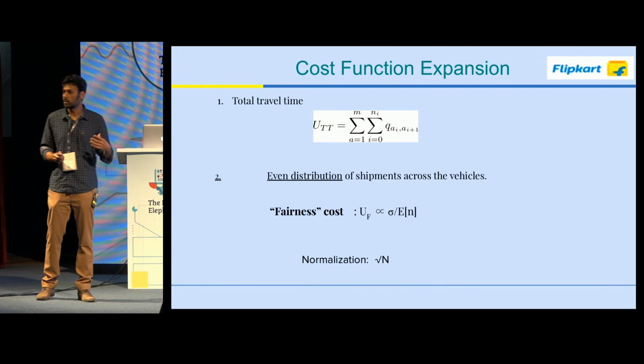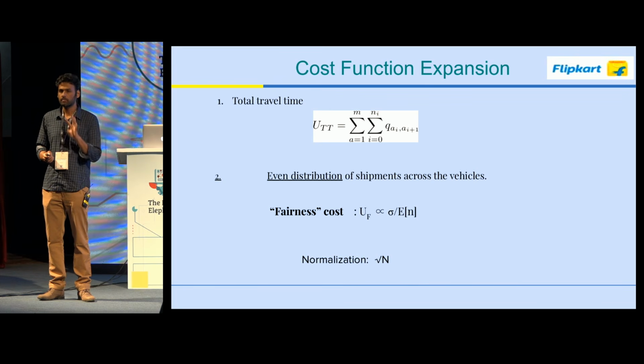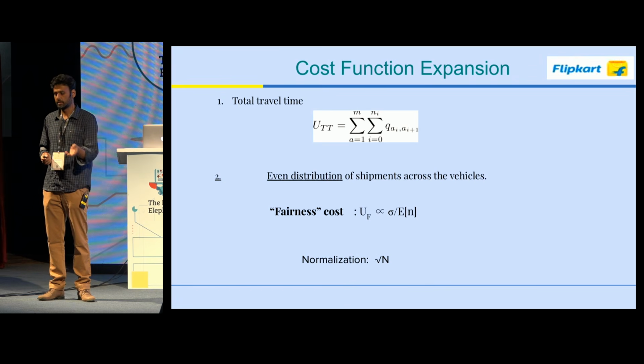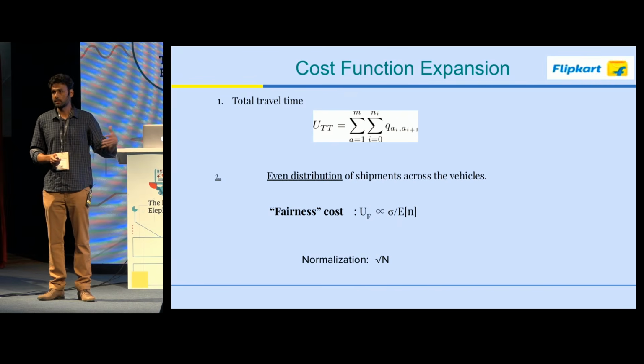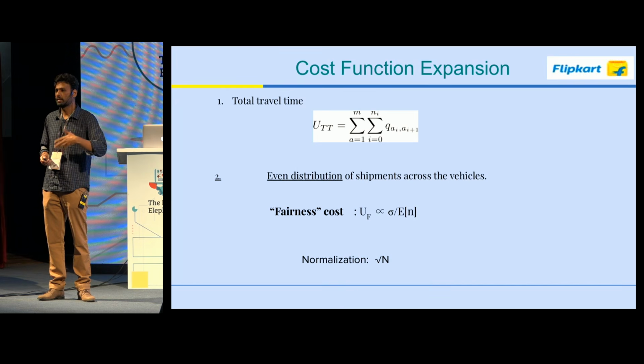Okay, so let's take each one of them. The cost, there are 4 components. First one is the travel time, straightforward. You take every single route, look at every successive customer, and sum up the travel times. That gives you total travel time. The next is the fairness. You define a cost proportional to the standard deviation of the distribution of shipments across the M routes or the M vehicles. Then you normalize it by dividing by the average number of shipments, which gives you the coefficient of variation.